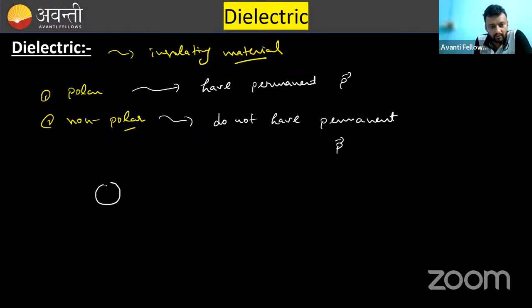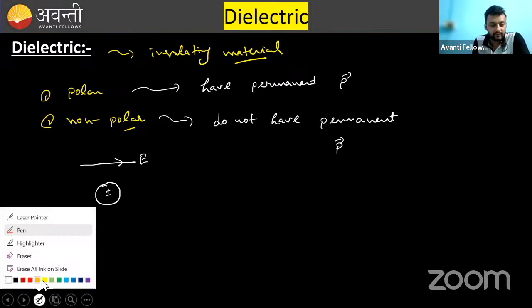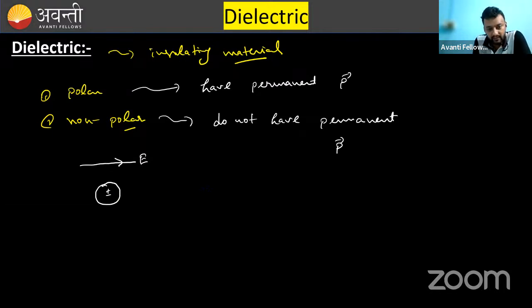This is a non-polar molecule. And this molecule has some positive charge and negative charge, and both these charges will coincide. The center of gravity of these charges will coincide. Let's suppose this molecule is placed in some external field. So by the effect of external field, positive charge will be repelled in the direction of field and negative charge will be repelled in the direction opposite to that electric field.